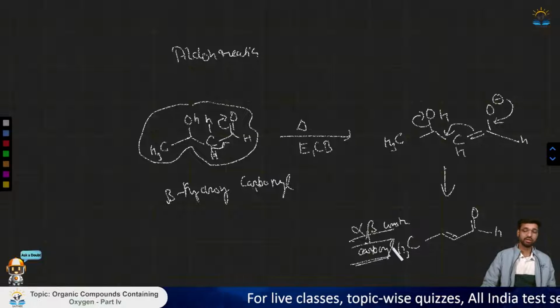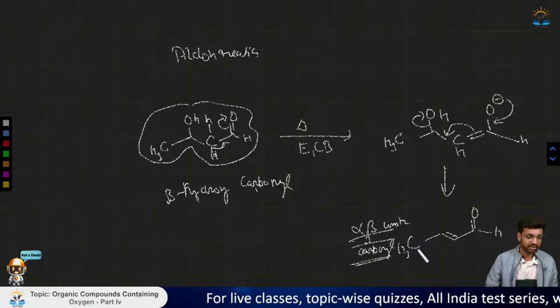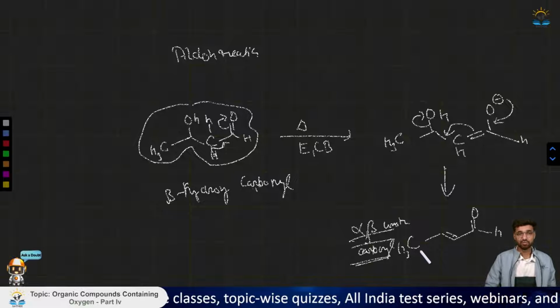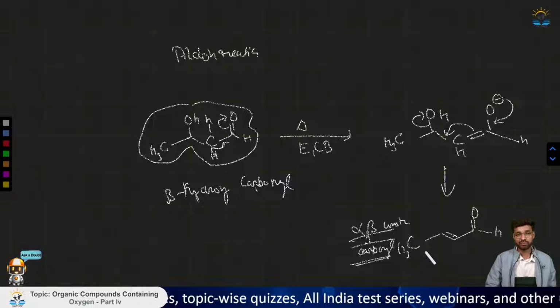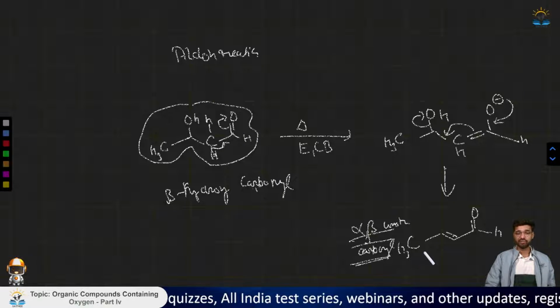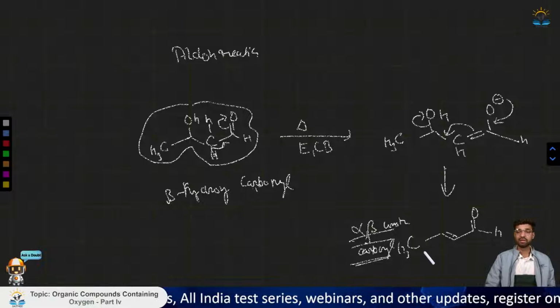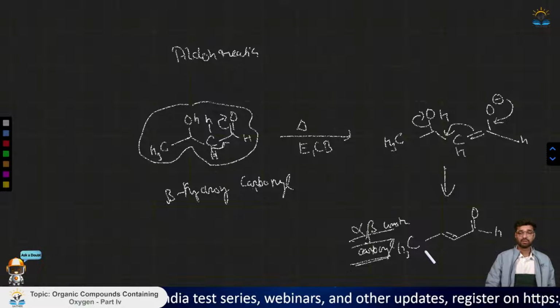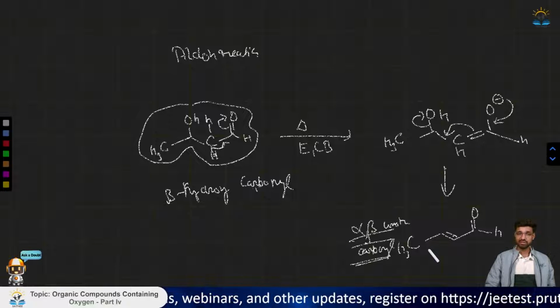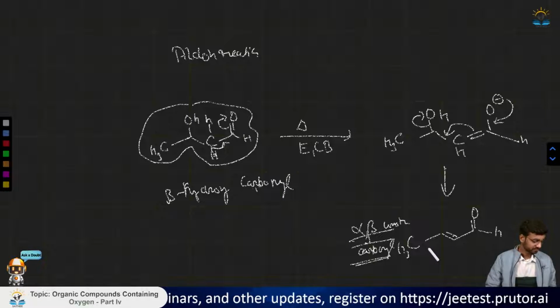So if you put all this together, what is aldol condensation? Aldol condensation is basically the reaction of two carbonyls, out of which one will have an alpha hydrogen, in the presence of acid or base, and it will result in the formation of an alpha beta unsaturated carbonyl. So this is all about the aldol condensation.